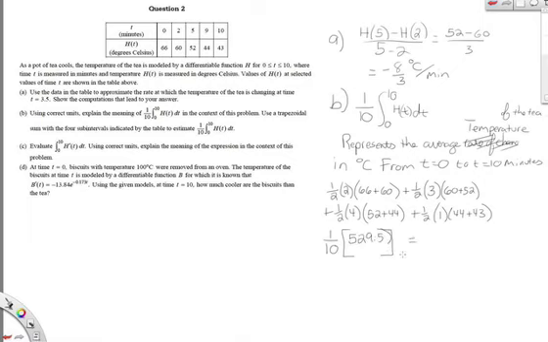So the average then would be 1/10 of that. So 52.9 degrees Celsius. Let's see if that makes sense. Yeah, it could definitely fit within that range.